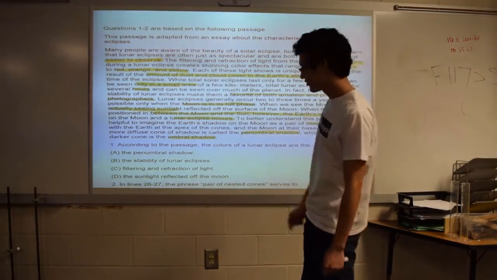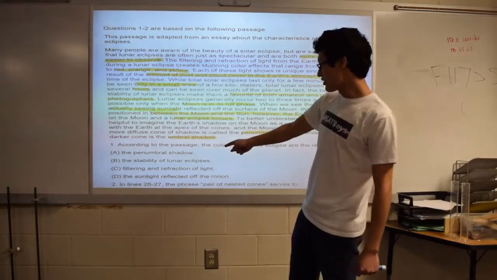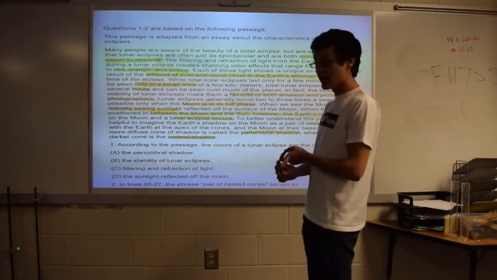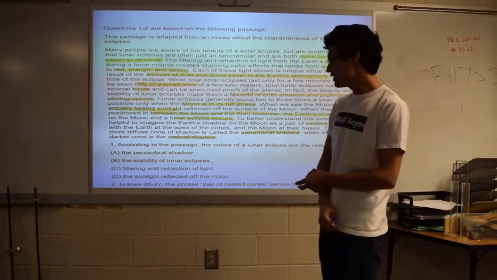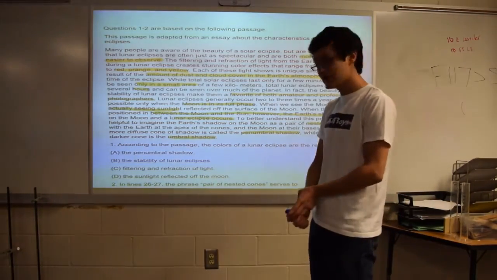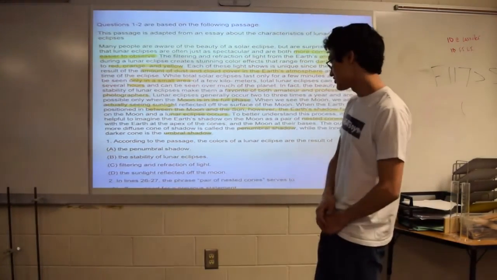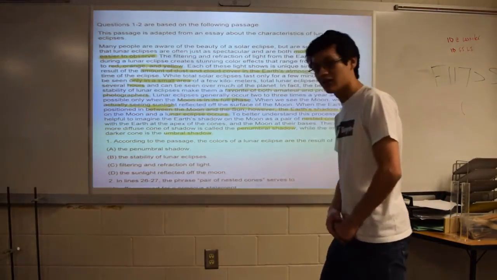So let's move down to the first question. According to the passage, the colors of a lunar eclipse are the result of A, the penumbral shadow, B, the stability of lunar eclipses, C, the filtering and refraction of light, or D, the sunlight reflected off the moon.